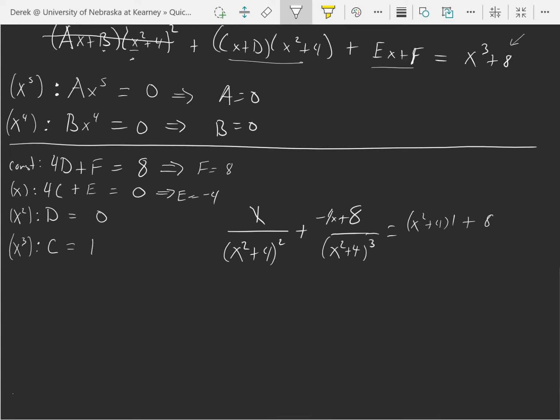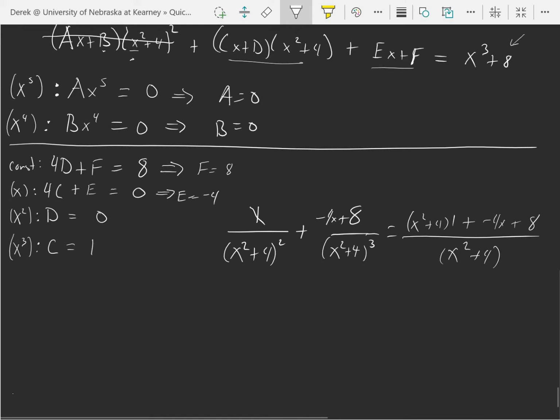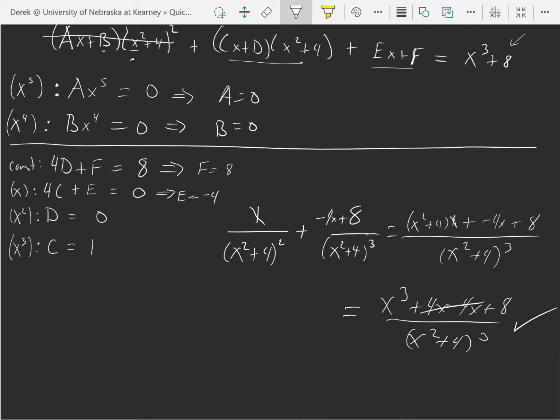So that's that plus negative 4x plus 8 over x squared plus 4 cubed, and that's equal to, that's an x, so that's x cubed plus 4x minus 4x plus 8 over x squared plus 4 cubed. Those cancel. Works out fine for us.